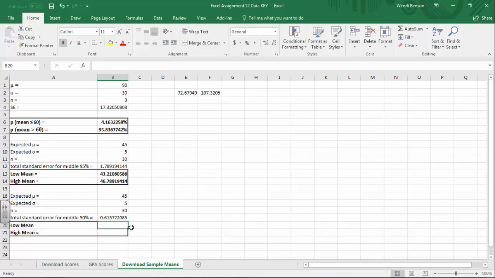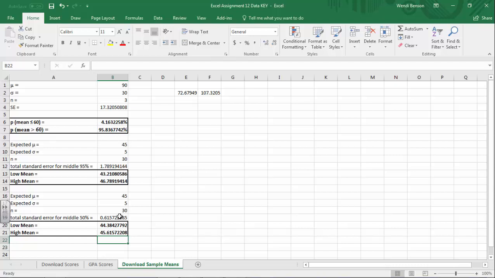Now let's take a look at this. Our low mean equals the expected mean minus this margin of error, and the high mean equals the expected mean plus this margin of error. Whoa, what just happened? Let's do it again. Equals the expected mean plus this margin of error. All right, that's better. So, if the software developer's claims are accurate, there's a 50% chance that the mean download speed for randomly selected 30 devices would be between 44.38 and 45.62 seconds.